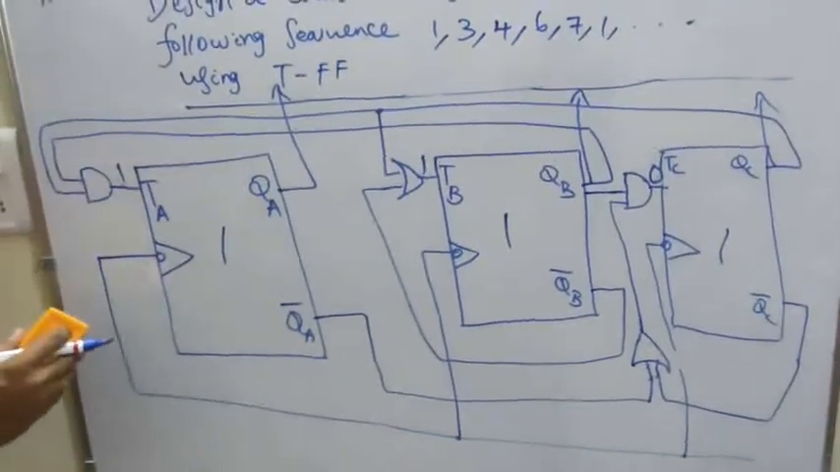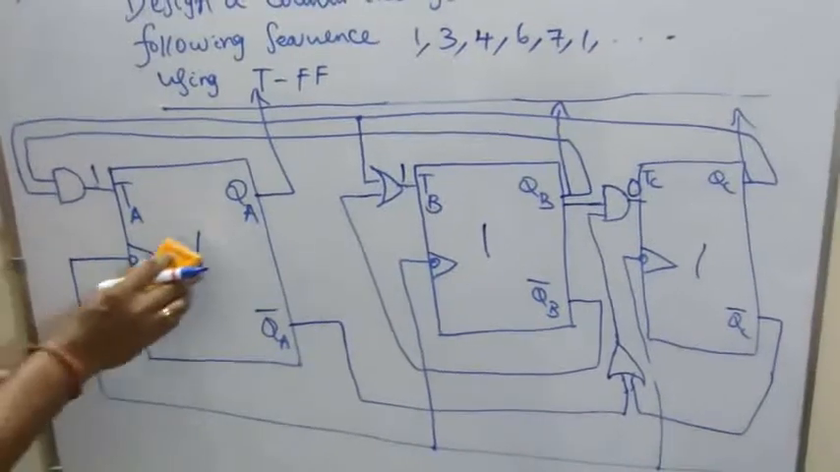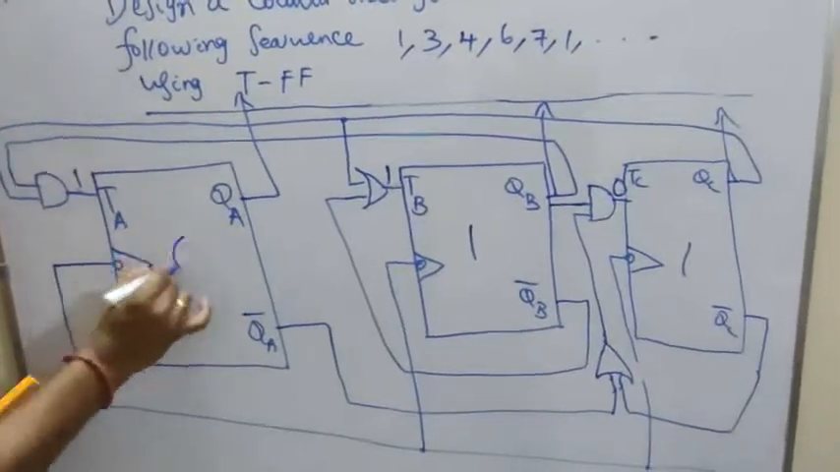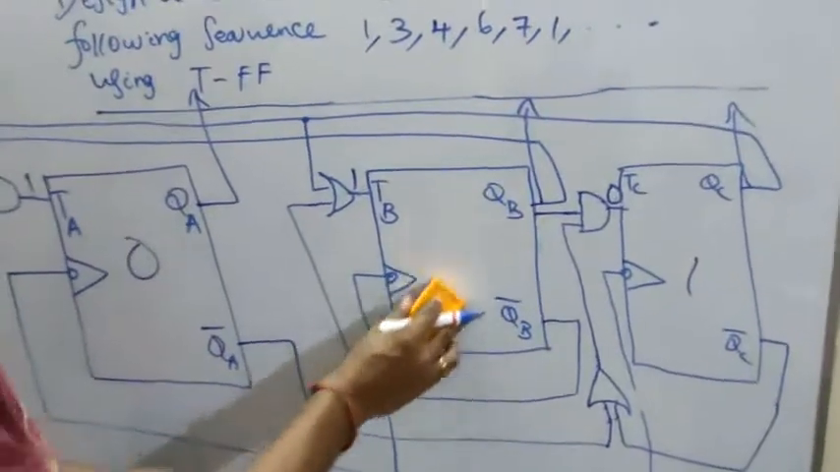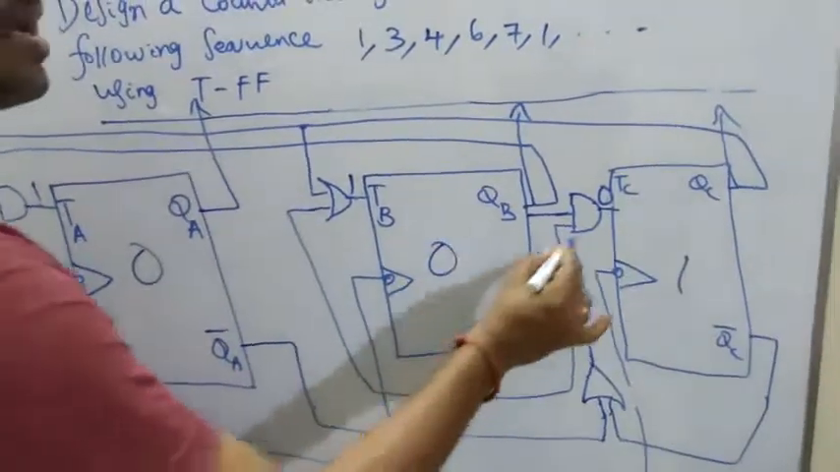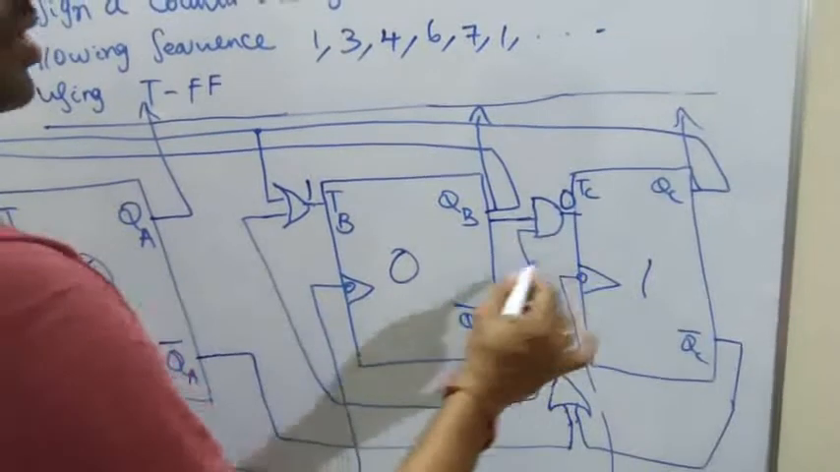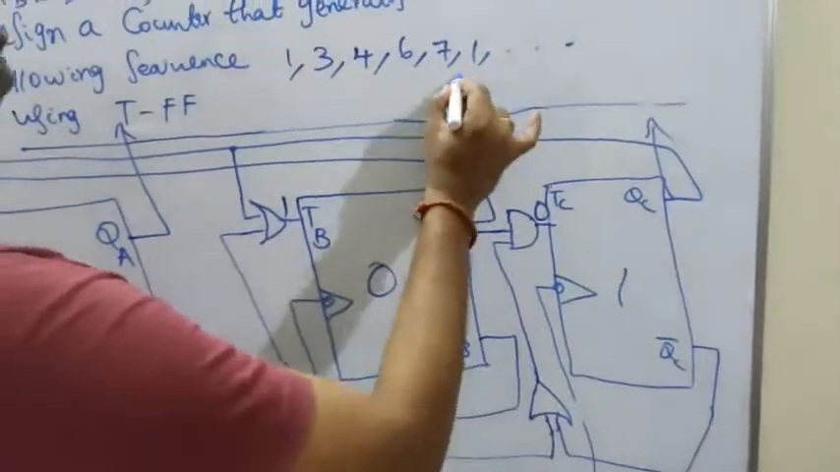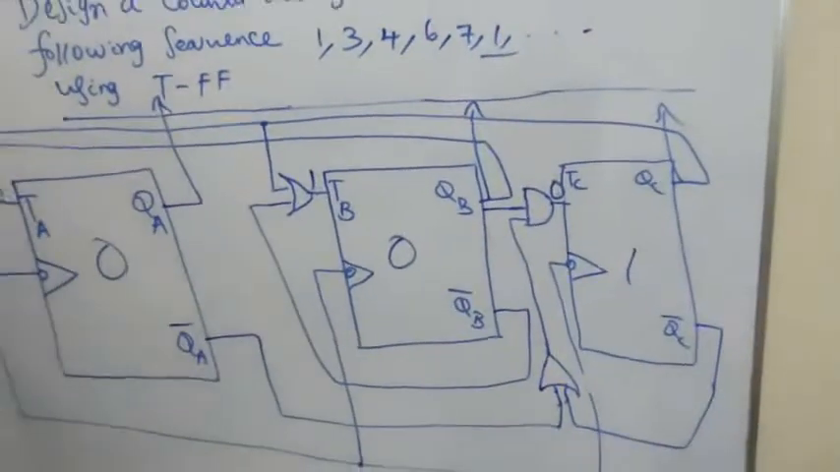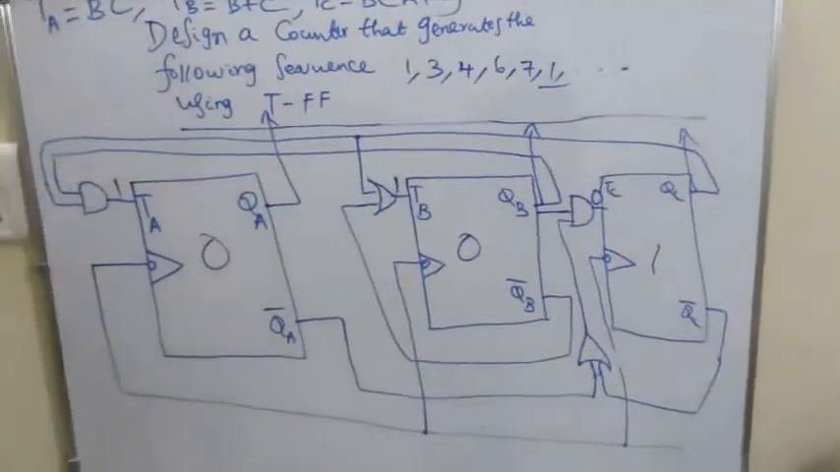If the T input is 1, toggle state. So 1 becomes 0. Here also the input is 1, so toggle state. So the 1 becomes 0. Here the T input is 0, no change. So it comes back to 0, 0, 1, nothing but our initial state or reset state called 1.